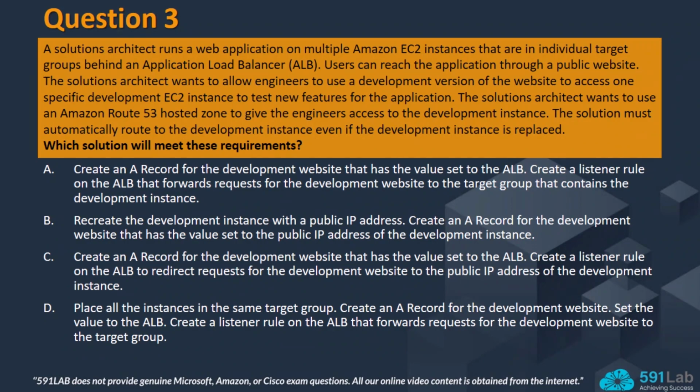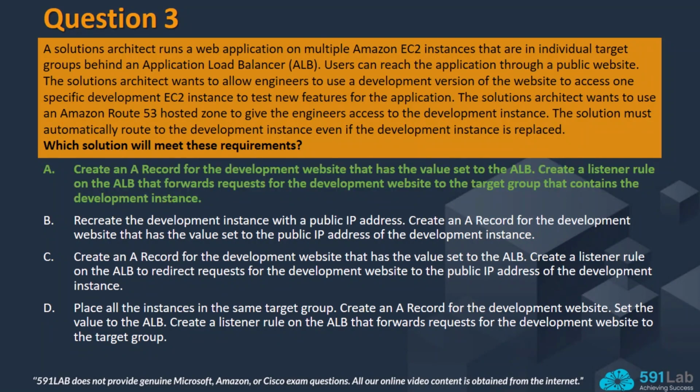So by creating an A record for the development website with the value set to the ALB, we ensure that requests to the development website are initially directed to the ALB. By creating a listener rule on the ALB, we can configure it to forward requests for the development website to the target group that contains the development instances. This allows for dynamic routing based on the specified condition. So this seems to be the correct answer.